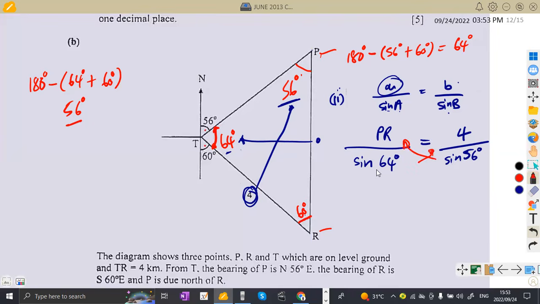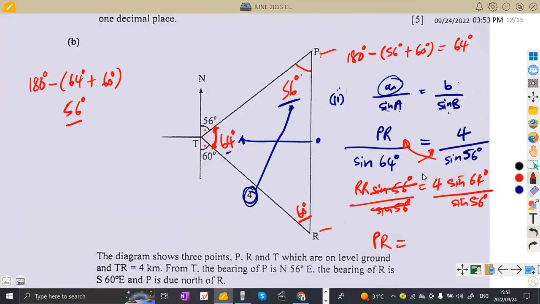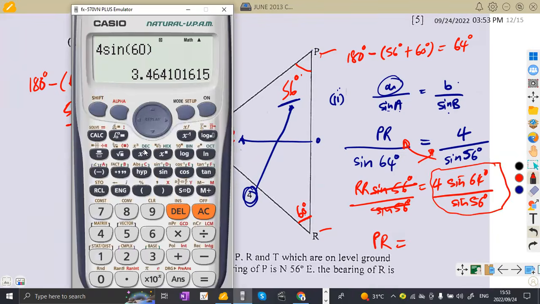Cross multiply here. That's PR times sine 56 degrees, which is equal to 4 times sine 64 degrees. So to find PR, I'm going to divide by sine 56 degrees here. So this can cancel, and PR is equal to the whole of this part here. I'm just going to use my calculator to simplify this.